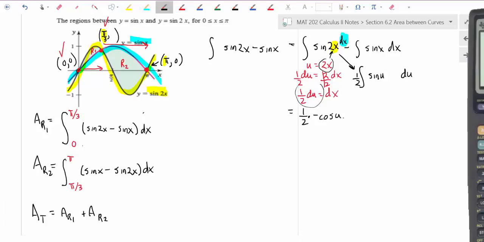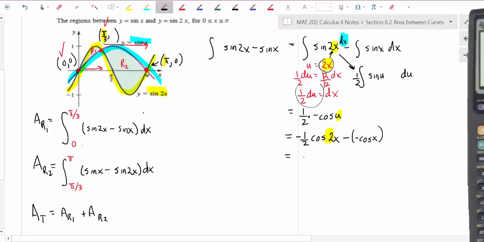Then the second integral right here is just going to be the negative cosine x. So I'm going to write this as negative 1/2 cosine, then substitute back in the u value to get negative 1/2 cosine of 2x, and the integral of the sine x is going to be negative cosine x. So that antiderivative is negative 1/2 cosine 2x plus cosine x.